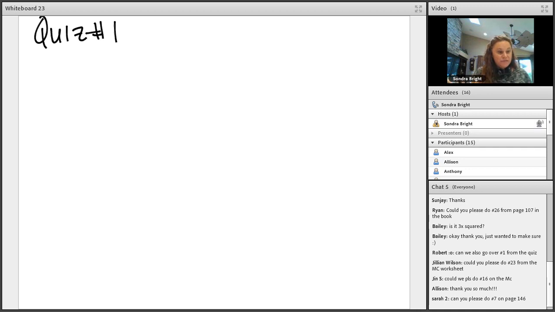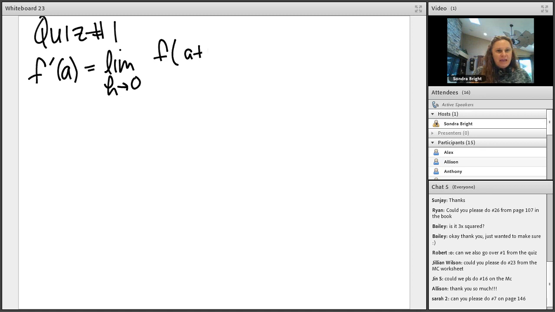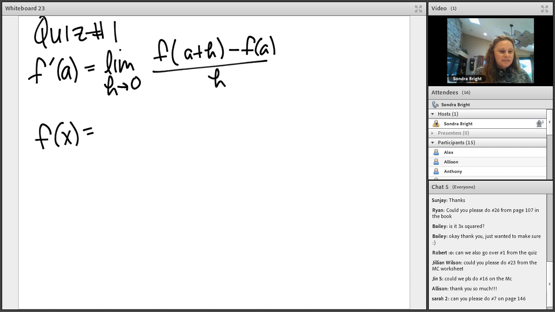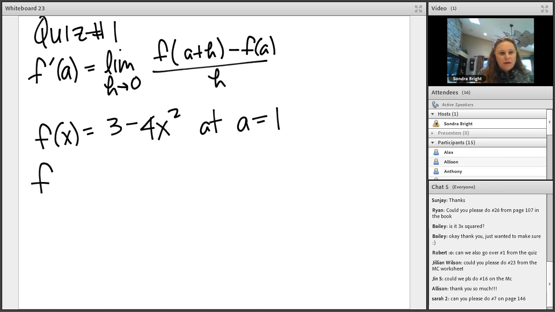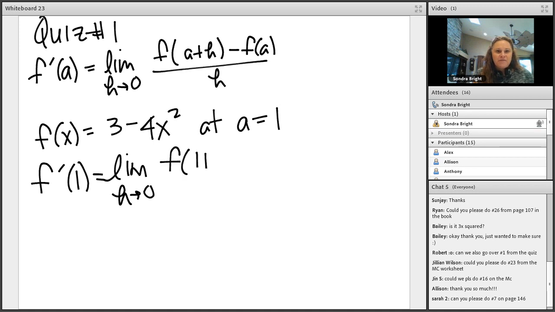All right, so we give you this definition: by definition, f prime of a is the limit as h goes to 0 of f of a plus h minus f of a all over h. So we give you that, and then they want you to find the derivative when f of x is 3 minus 4x squared at a equals 1. I'm going to just plug the 1 into a right now. So f prime of 1 will be the limit. You have to write the limit on every step or you do not get full credit. Of f of 1 plus h minus f of 1 all over h.